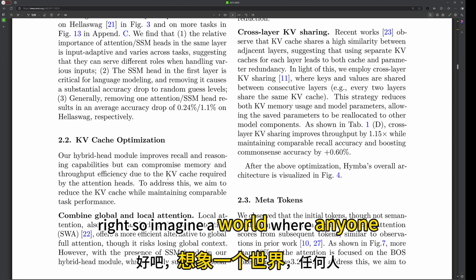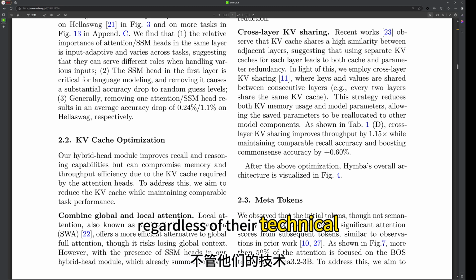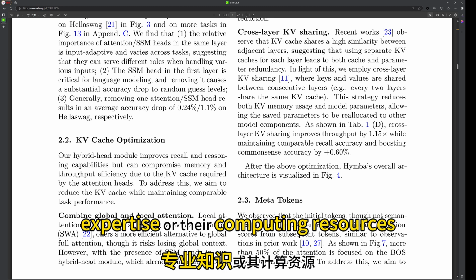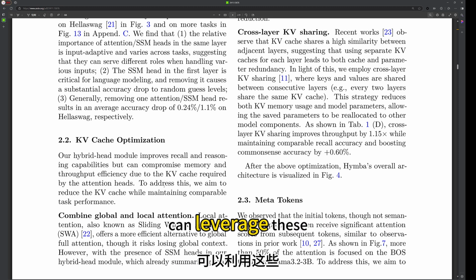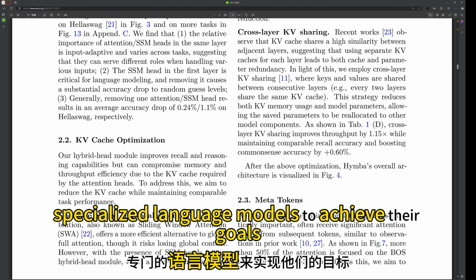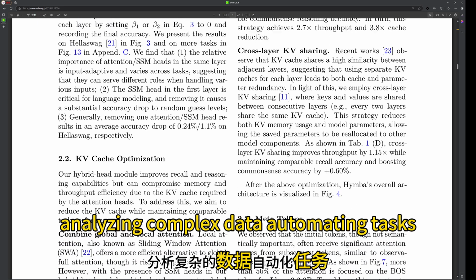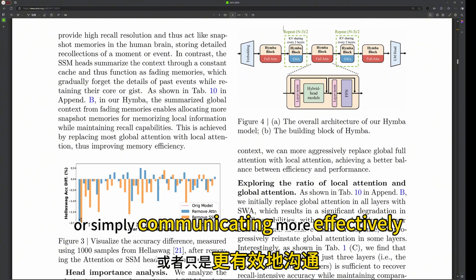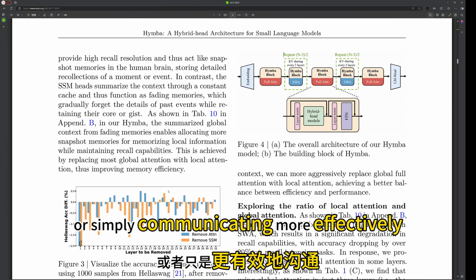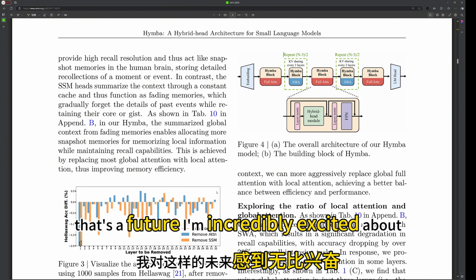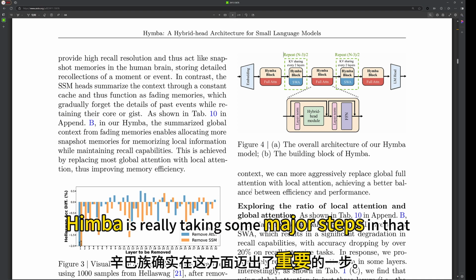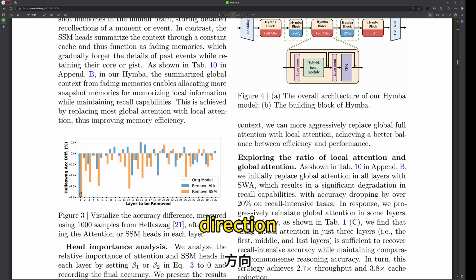Right. So imagine a world where anyone, regardless of their technical expertise or their computing resources, can leverage these specialized language models to achieve their goals. Whether that's analyzing complex data, automating tasks, or simply communicating more effectively. That's a future I'm incredibly excited about. Me too. And it sounds like Hymba is really taking some major steps in that direction.